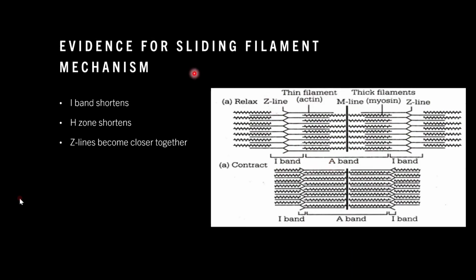And so when we think about evidence for our sliding filament mechanism, we think back to what we mentioned before. Because our I band shortens, this band here, this light band, our H zone shortens, which is the distance between the actin filaments, and the Z lines become closer together, so we shorten our sarcomere. And because of all of these changes, when our muscle contracts, the striated appearance, our striped appearance, changes because of the shortening of these different zones and bands. And because these stripes on our muscle fibers change, it is showing that these changes are occurring, providing evidence for our sliding filament mechanism.